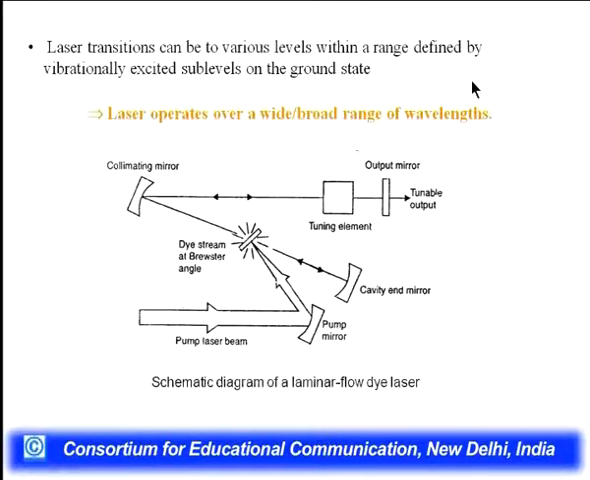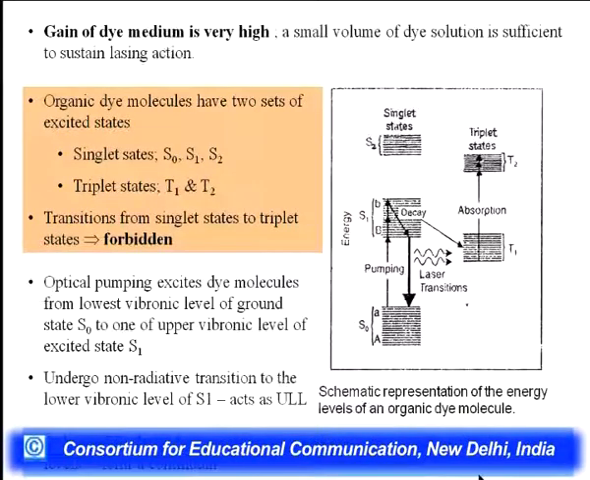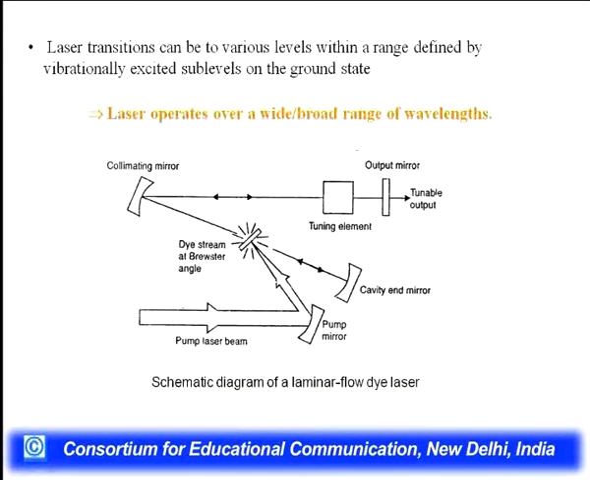The laser transitions can be to various levels within a range defined by the vibrationally excited sublevel to the ground state. Here it means that the molecules jump from this level to the excited state, and from the excited state they jump to the lower level of S1. From this lower level of the S1 excited state, the molecules jump to the upper level of the ground level. The molecule can jump to any vibrational level of the ground level, and because of that we can have various transitions. That's why it is called a tunable laser, and the laser operates over a wide or broad range of wavelengths, because the laser transition can be to various levels within the range defined by the vibrationally excited sublevel on the ground state.